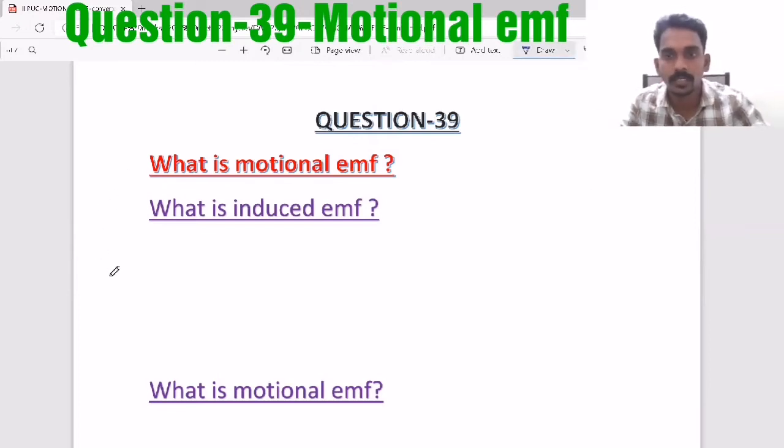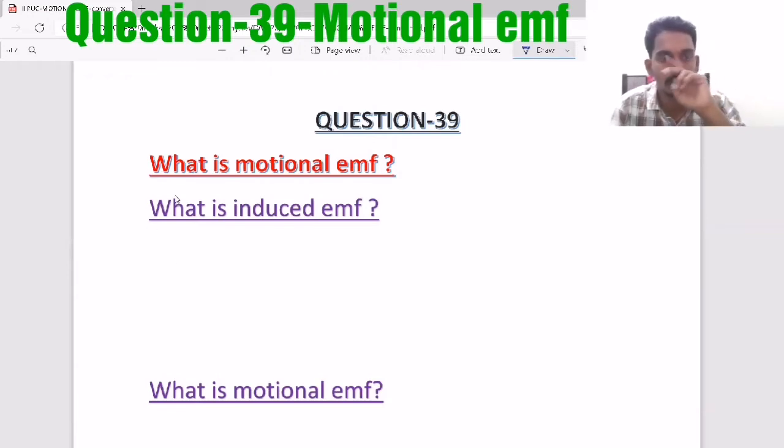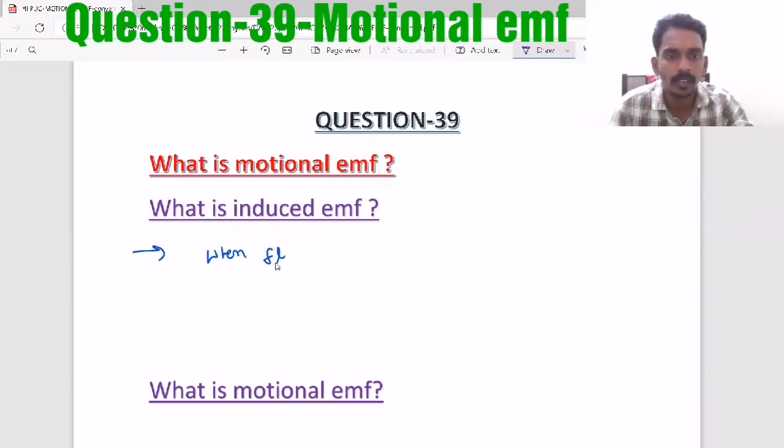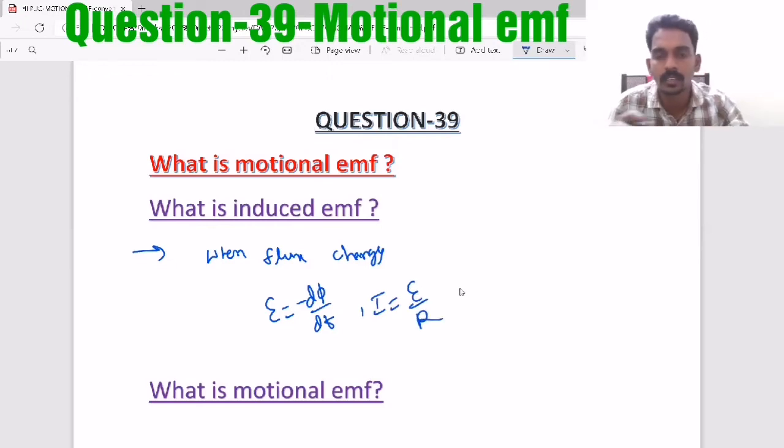Today we are going to discuss motional EMF. It is similar to our previous topic, induced EMF. So what is induced EMF? Induced EMF is when flux changes, then EMF will be induced, that is the rate of change in magnetic flux. Then there is a corresponding current called induced current, that is induced EMF divided by resistance.